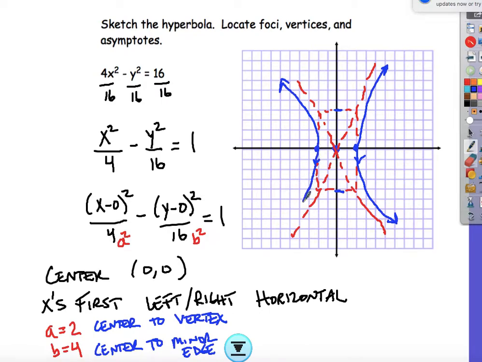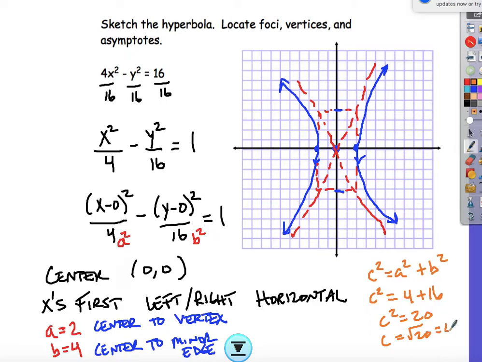So these are pretty wide. All right, and now I need the foci, so I need the value of c. C squared equals a squared plus b squared in hyperbolas. So c squared is going to equal a squared, which is 4, plus b squared, which is 16. So that means that c is the square root of 20, and that is like 4.47, about 4.5 for our graph.